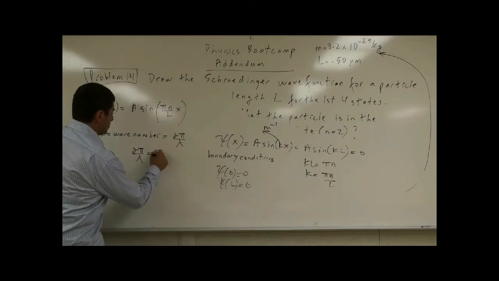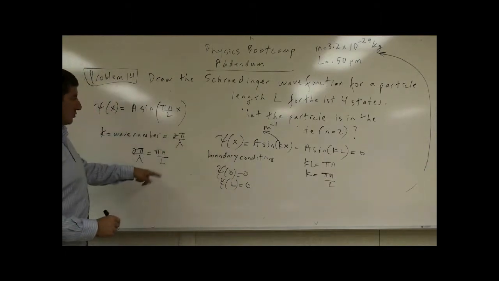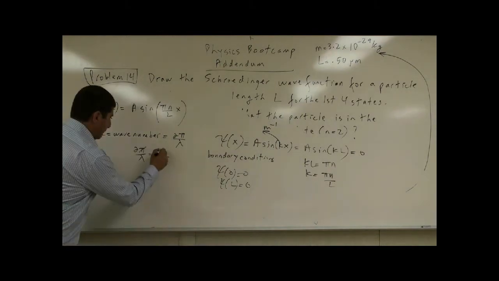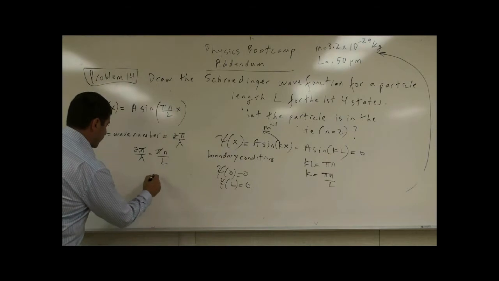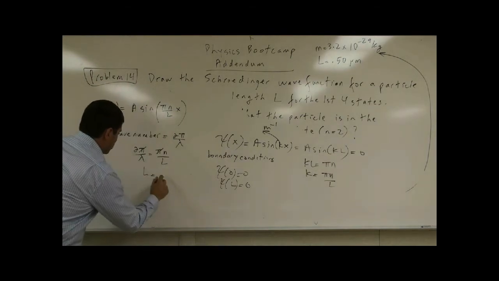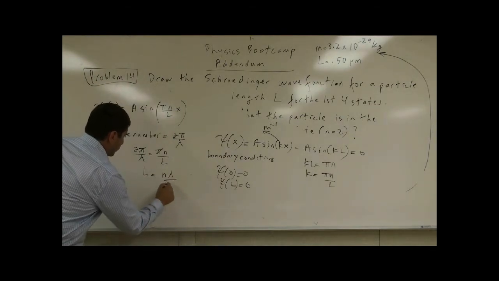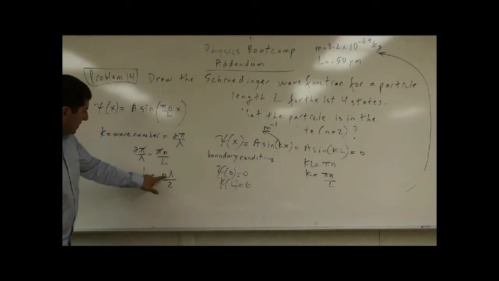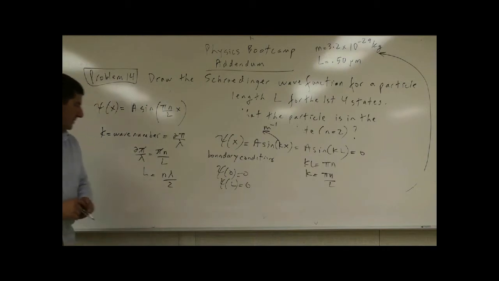So now, if you set this equal to 2 pi over wavelength, we set this equal to pi n over L. Since we found that the k must satisfy that condition, what do you get? Pi and pi cancel, and you basically end up getting what? L is equal to n lambda over 2. So L went over there, lambda went over there, so you have n lambda divided by 2.